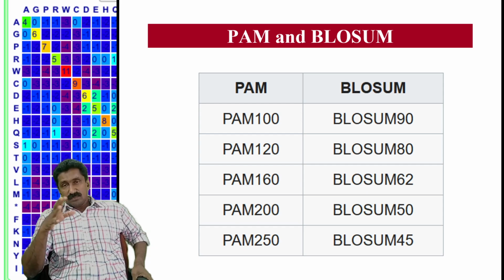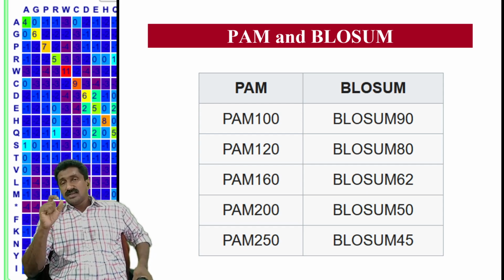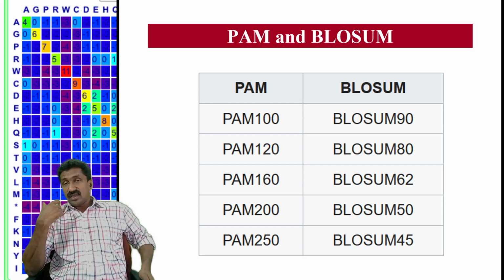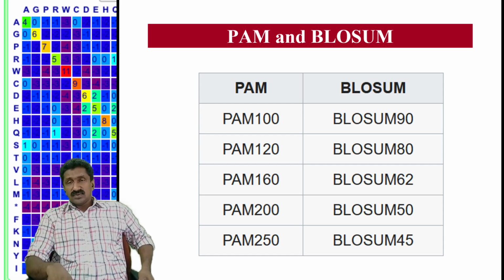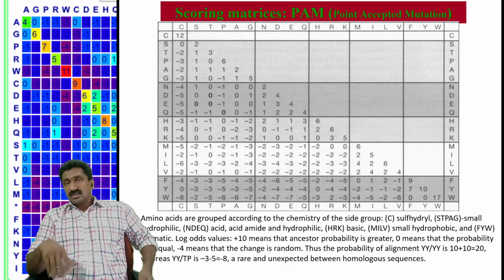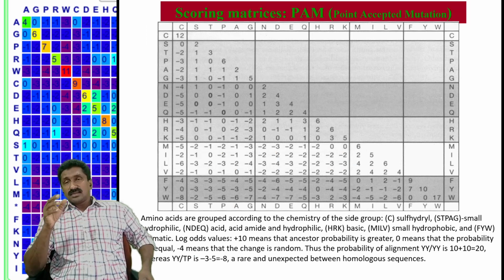So when you compare different types of PAM and BLOSUM matrices, these differences will be there. A lower PAM value is used for sequences of high similarity, whereas a lower BLOSUM value is used for comparing the same. And this is one of the differences between PAM and BLOSUM matrices. Now see the case of a PAM matrix, which is shown here.